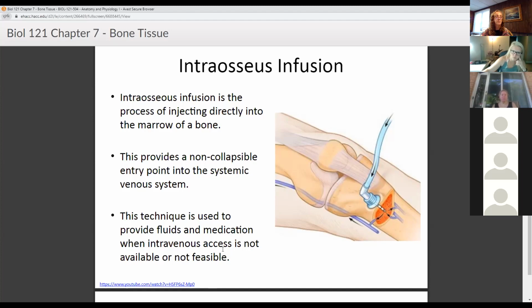Any questions? Is that the same thing they would do for a bone marrow transplant? Maybe, but I don't think they leave it open. Gotcha.